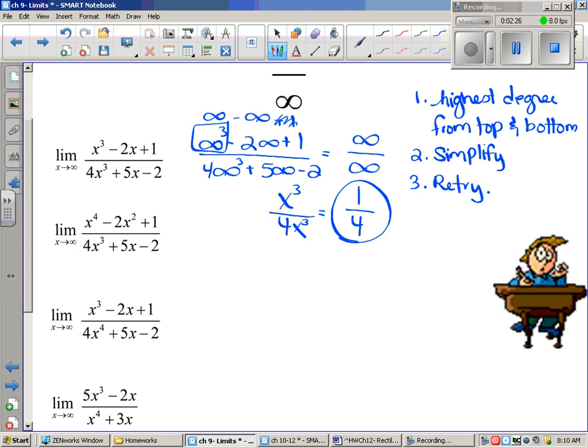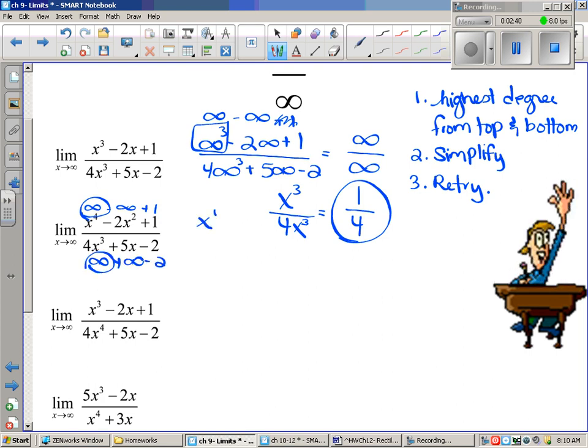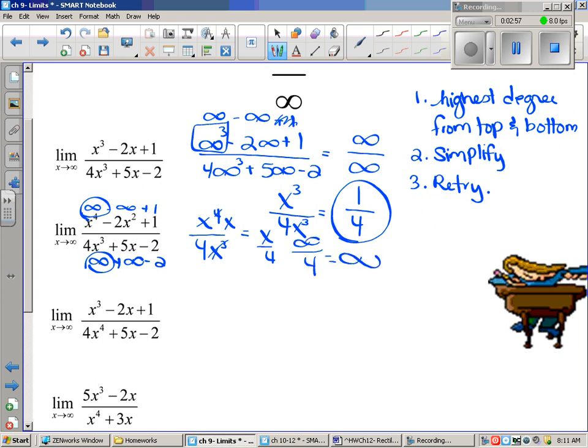Let's try another one. If we examine this, we'd have infinity over infinity. So I would have infinity to the 4th minus infinity plus 1. Again, this is the highest power. Infinity plus infinity minus 2. Again, highest power. So x to the 4th over 4x cubed, right? So I'm going to simplify. That leaves me with an x on top, so I would have x over 4. Are we good with this? Now I'm going to retry, so that'd be infinity divided by 4. So this answer is infinity.